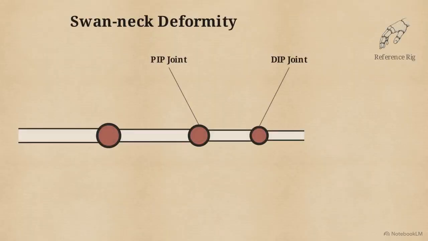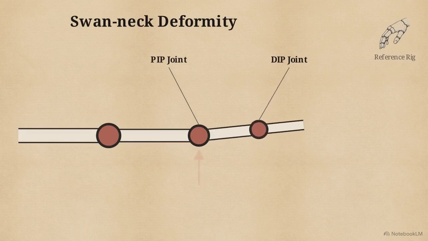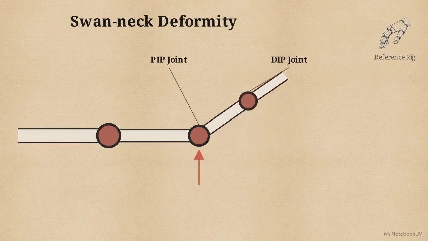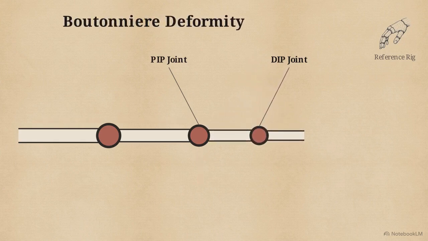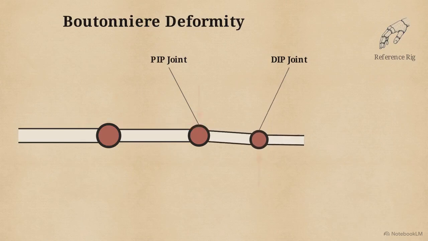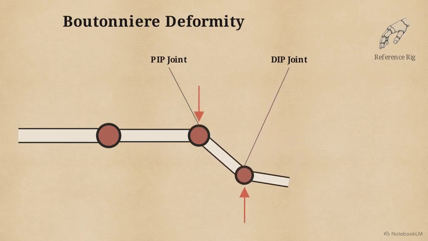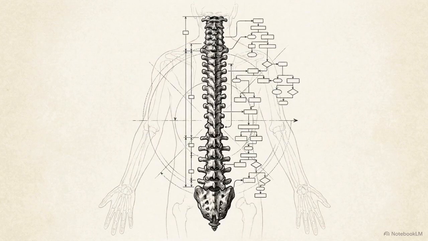This 3D rig demonstrates the exact structural mechanics of a swan neck deformity. Tension forces the proximal joint into hyperextension, pulling the distal joint into forced flexion. Contrast this with the boutonniere deformity. Here, the central slip of the extensor tendon physically disrupts, causing the joint alignment to collapse in the exact opposite direction. We then shift this biomechanical examination from the peripheral joints to the axial skeleton.